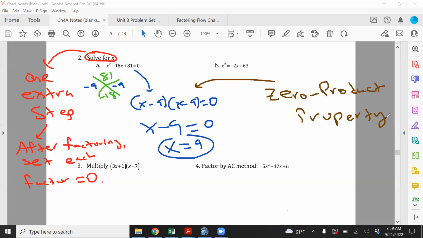Think about it. Is this a product? Are you multiplying two things here? You bet. What's the actual product? Is it 0? You bet. Oh, because 9 minus 9. Exactly. So each factor has to equal either this has to be 0 or this has to be 0.